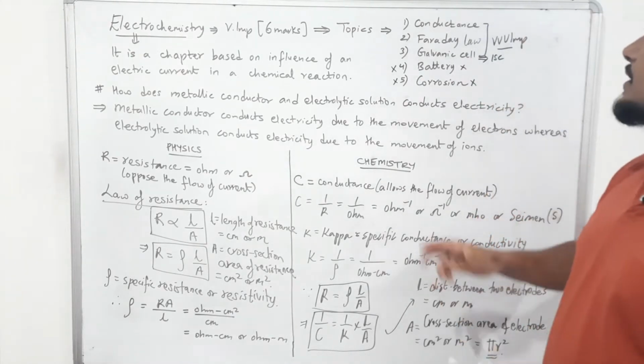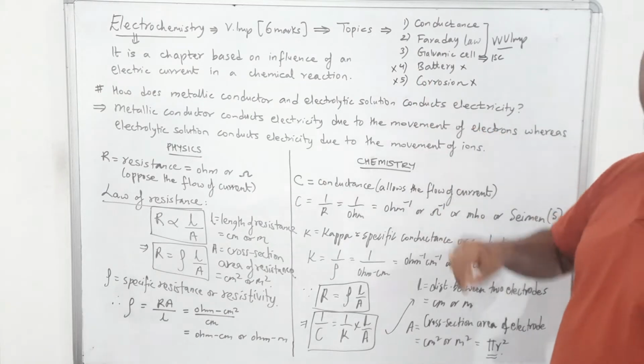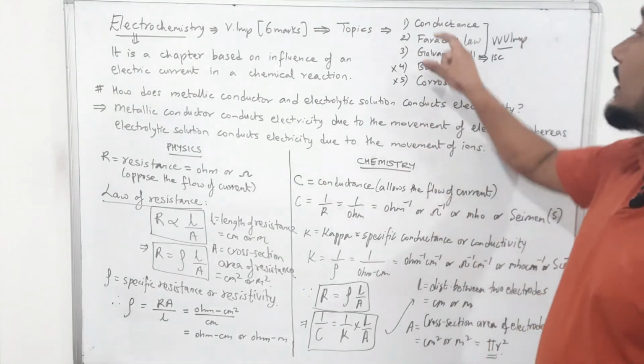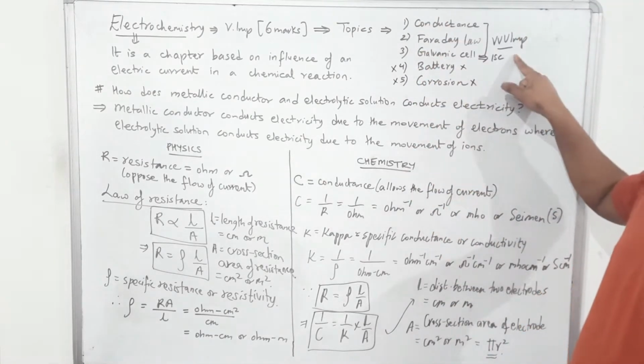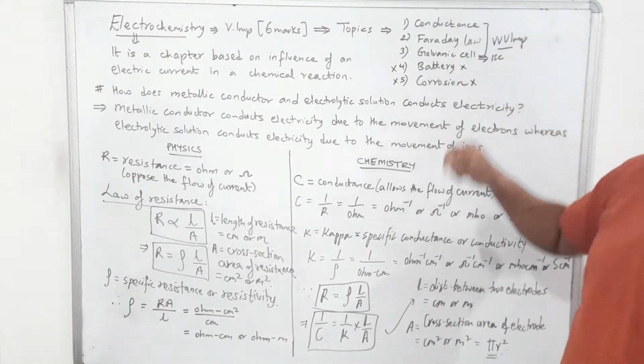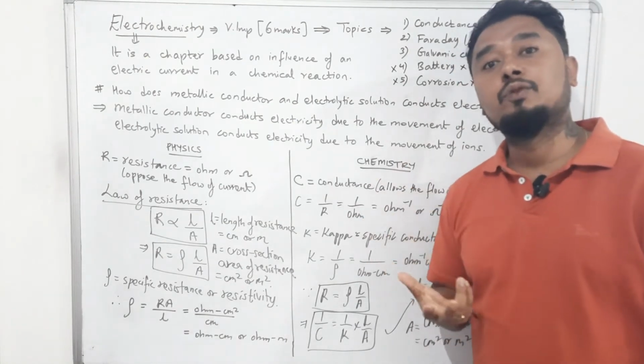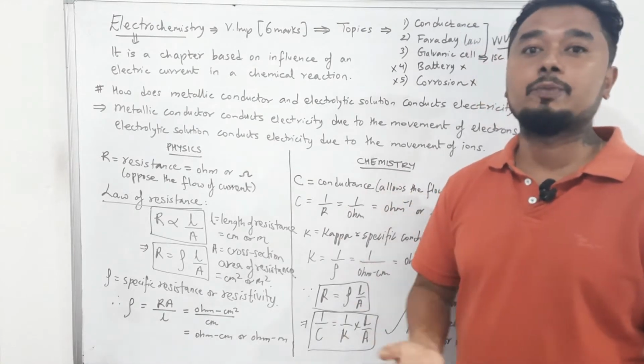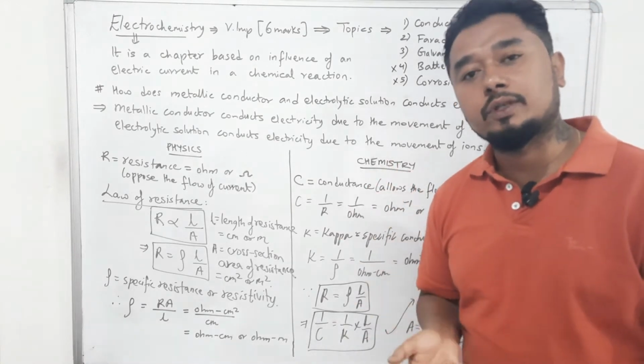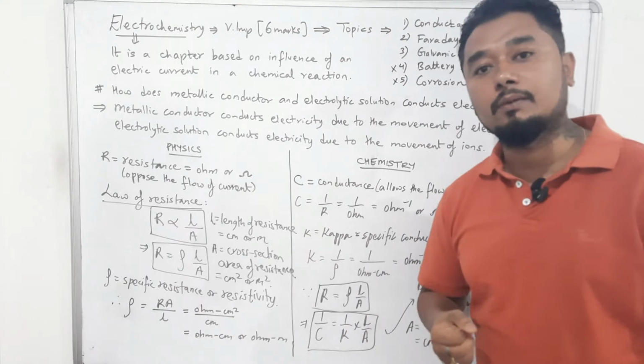So out of these 5 topics, 4 and 5 have been reduced from your syllabus now. You have to learn the first 3, which are very important, in which in ISC mostly they give galvanic cell. But we should not ignore the other 2 also, that is conductance and Faraday also have to be learned, because from there also objective questions can be asked, even numerical problems.